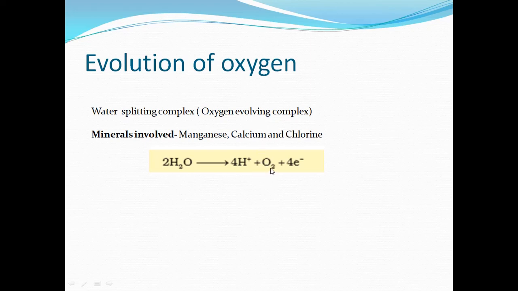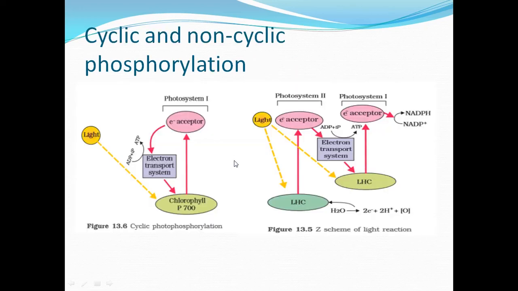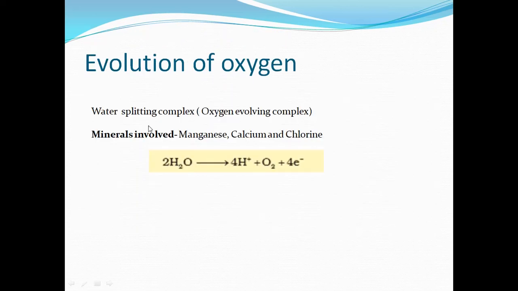Remember, water splitting is associated with non-cyclic photophosphorylation, where water is split into protons, electrons, and oxygen by a water splitting complex or oxygen evolving complex. This water splitting complex is made up of basically manganese and calcium. Chlorine is also essential for the water splitting.